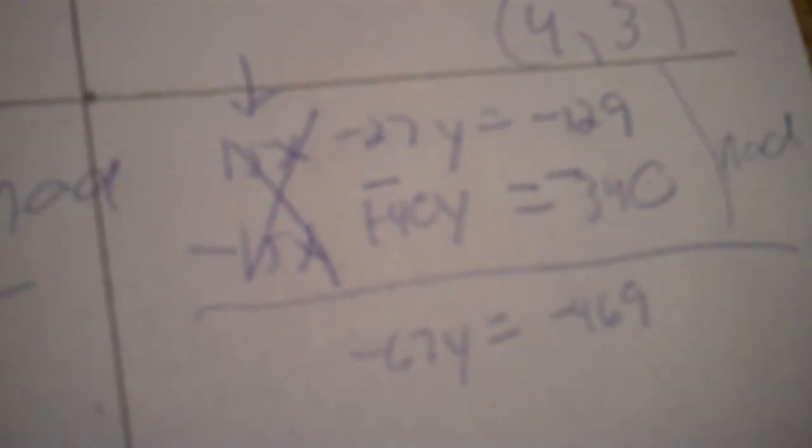Switching the sign cancels it, but you got to switch the other two. So negative 27 plus negative 40 is negative 67y. This is going to make negative 469. And then I divide each side by negative 67. And that gives me my y value, whatever it's going to be. 7. Okay. So 7, y has a value of 7.